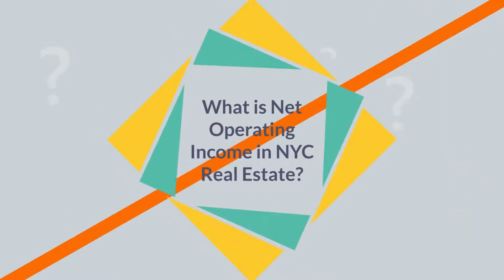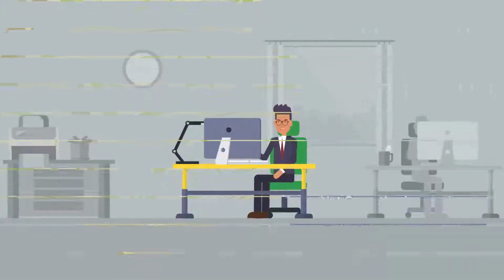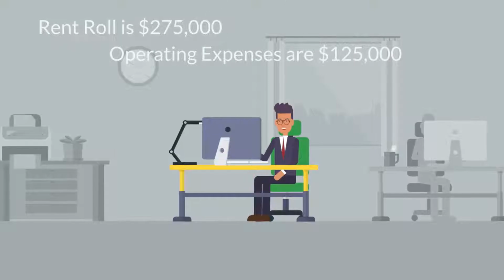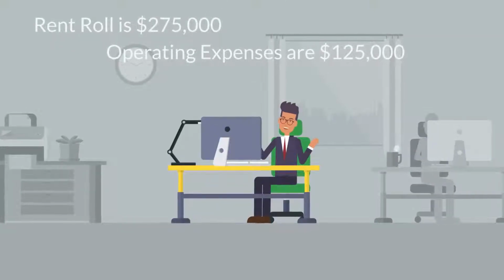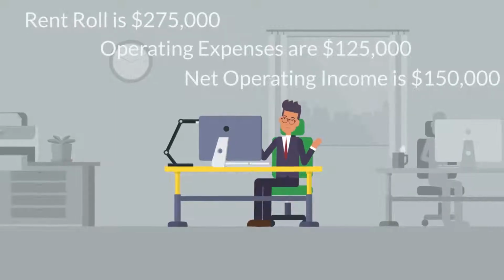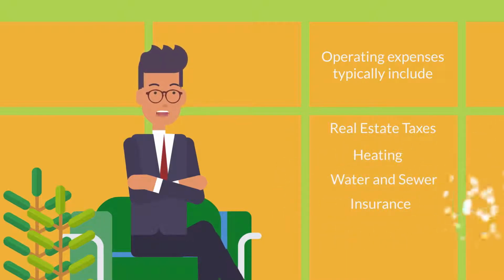What is net operating income in New York City real estate? Net operating income is calculated by deducting operating expenses from the rent roll. If the rent roll is $275,000 and operating expenses are $125,000, the net operating income is $150,000. Operating expenses typically include real estate taxes, heating, water and sewer, insurance, and some provision for ongoing maintenance.